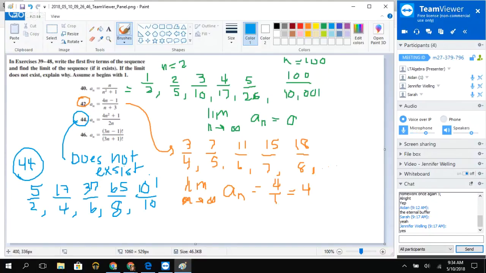All right. So that is finding limits when they hit infinity. And that actually completes our chapter 11, completes our pre-calculus. You guys have now finished pre-calculus. Congratulations.